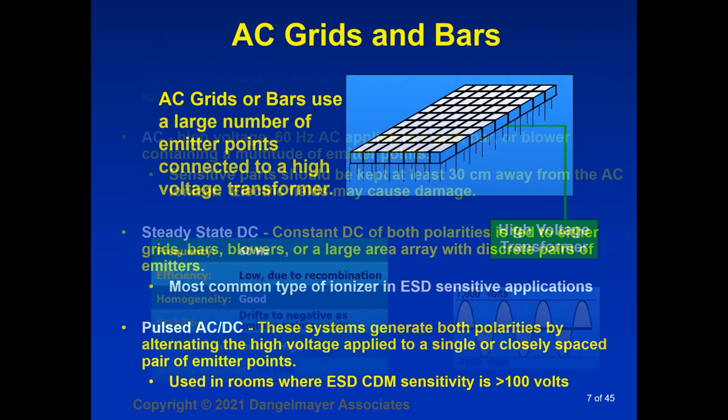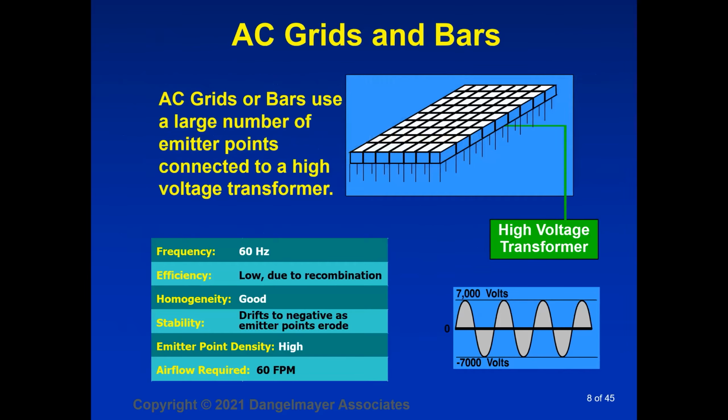So here's some drawings of the types of ionizers. You see an array of emitter points. You see a high voltage transformer attached to the emitter points. And as the voltage changes from 0 to 7,000 volts to minus 7,000 volts in the sine wave, we produce ionization when the voltage exceeds a threshold. So when we get over about, perhaps, 3,000 volts, we start to produce ionization.